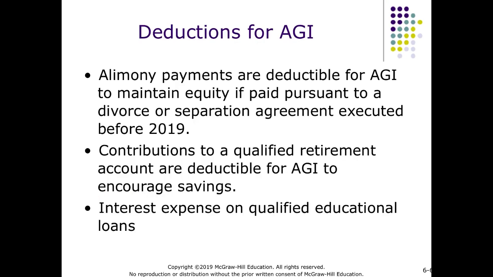All right? And then the final thing that I want to discuss for part A of our Chapter 6 discussion is alimony, okay? And we've talked about these before, but alimony payments that are from a separation or divorce agreement before 2019 are deductible for AGI. After that point, they are not deductible for AGI. So it's very important to remember that this is a result of the Tax Cuts and Jobs Act. And so following 2019, they are no longer deductible, period.